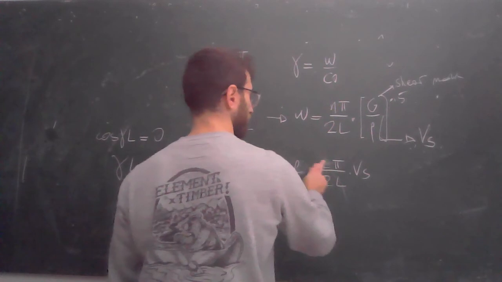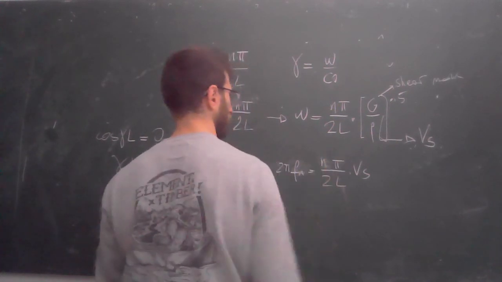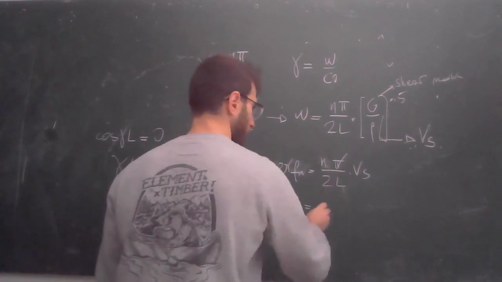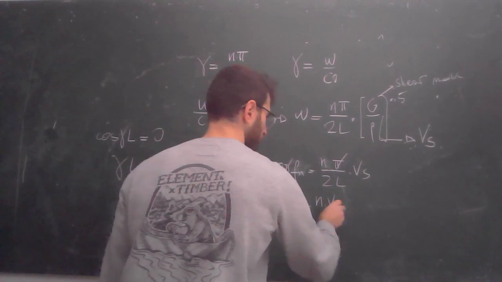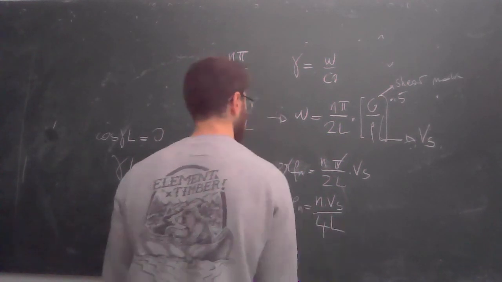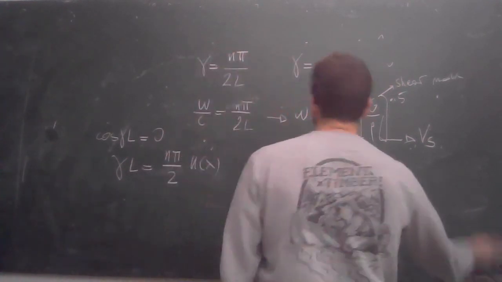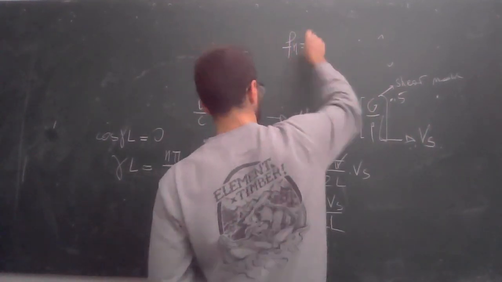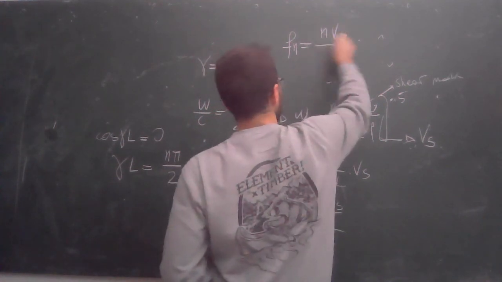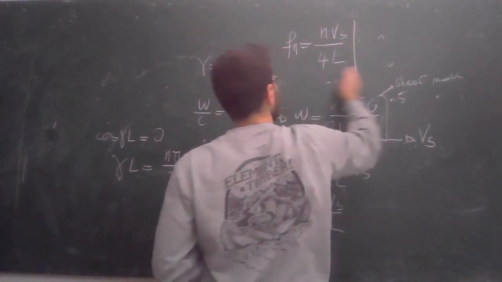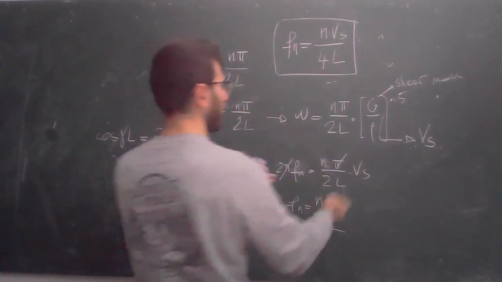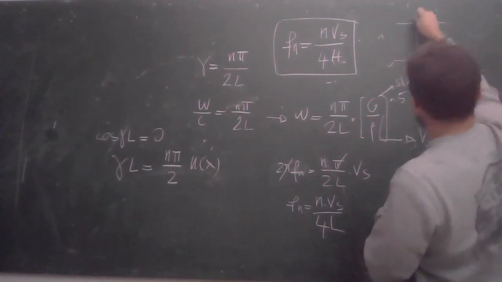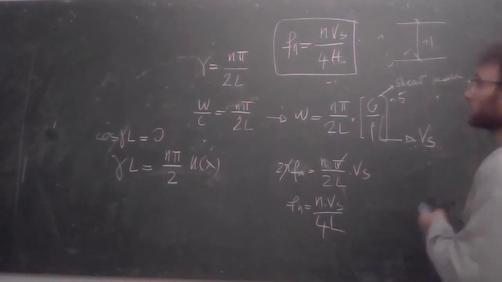We forgot an n. So the f of n is n Vs divided by 4L. I write it bigger. f of n is equal to n Vs divided by 4L. Not L, H. I call it H. H is the depth of the soil layer, right?